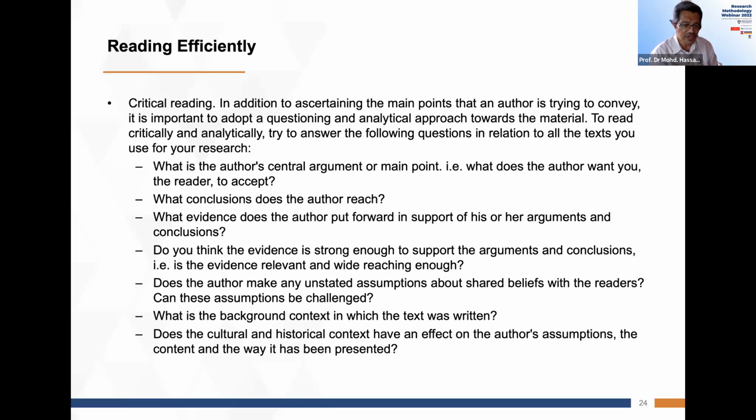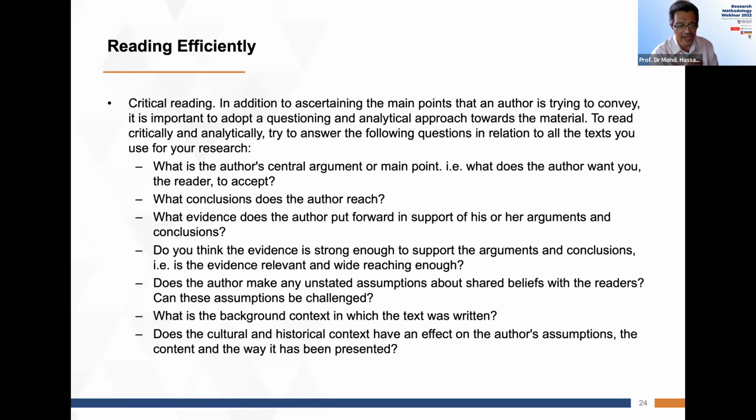What evidence does the author put forward to support his or her argument? So what evidence? Is there any evidence? Does the author put up good evidence to support his or her argument so that you can adopt it, or use it to cite in your literature review? Do you think the evidence is strong enough to support the argument and conclusion? Or is the evidence relevant and wide-reaching enough? These are the things that you need to ask. As you read, look at the evidence. Is there any strong evidence to support the argument?